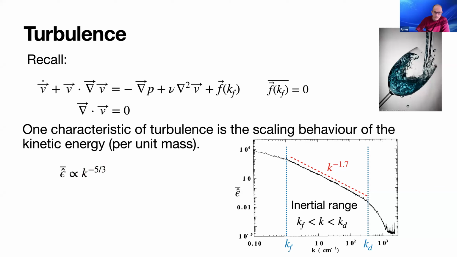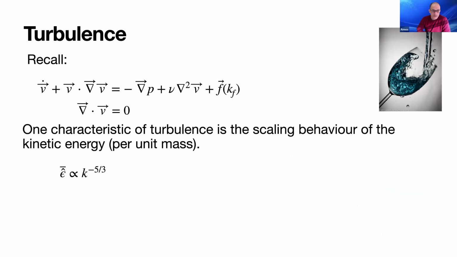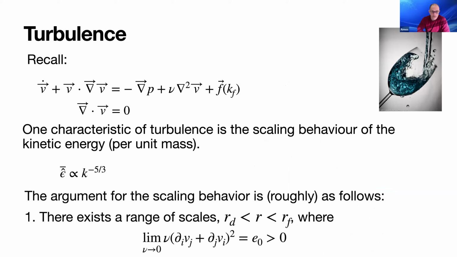Okay, so how does the argument go? I'm really just going to sketch it. You might have heard that this is just dimensional analysis, but it's not quite just dimensional analysis. You need to invoke some physics first. You need to really say what are the quantities that physics in the inertial range is going to depend on. And once you know those quantities, then it's just dimensional analysis.